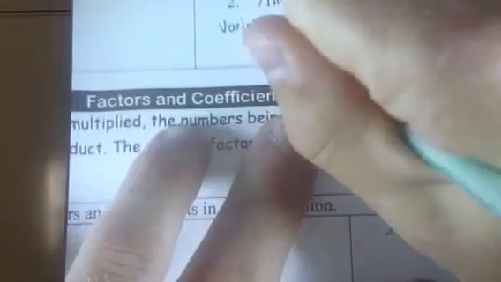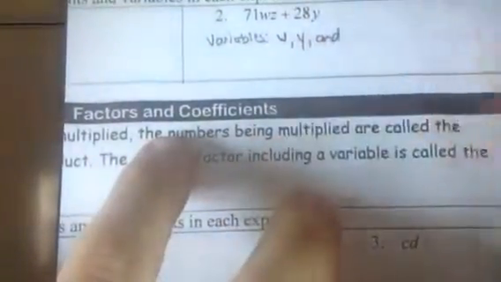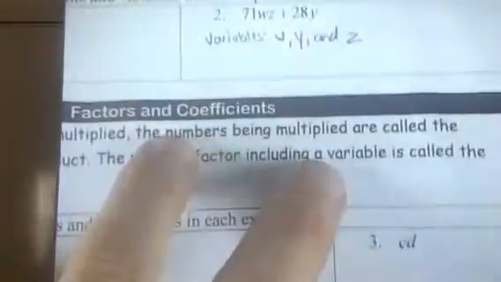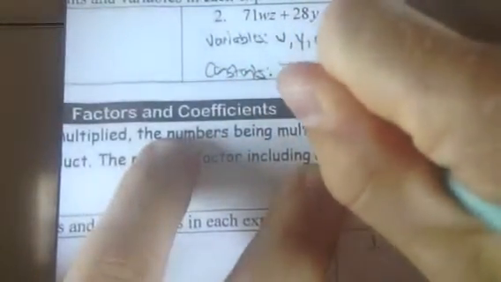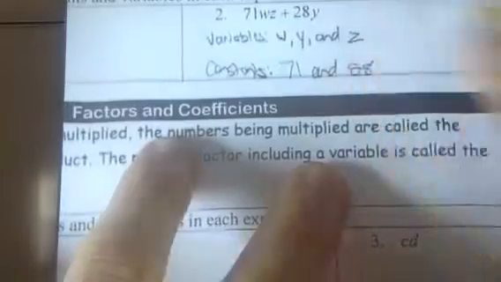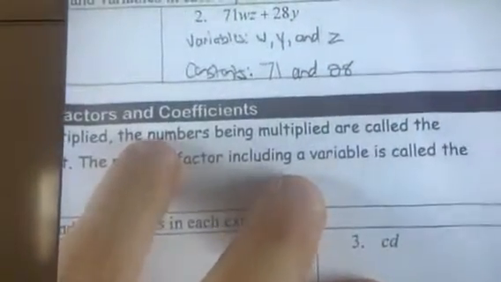Same thing here. My variables are w, y, and z. They're all of the letters. Those values can change. They can represent different numbers. They can take on different values. And then my constants, those values cannot change. Those are just 71 and 28. Variables are letters. Constants are going to be numbers.